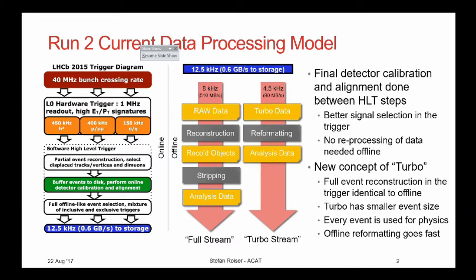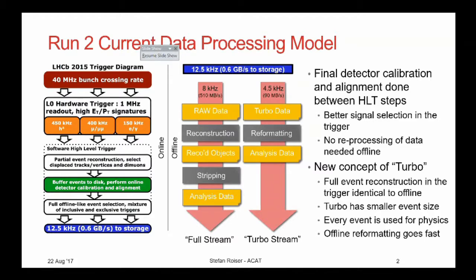And in Run 2, we have split now this software trigger into two parts, which we call HLT1 and HLT2. And between the two parts, we're buffering the events, and we're doing full alignment and calibration of the detector in this stage, which is the best calibration alignment that we can do. And then we have the second part of the HLT, which does offline quality reconstruction for part of the data that is coming out of the HLT.